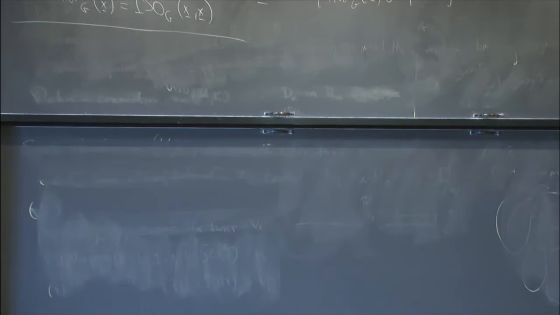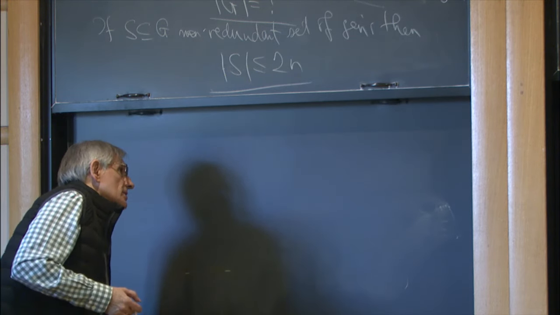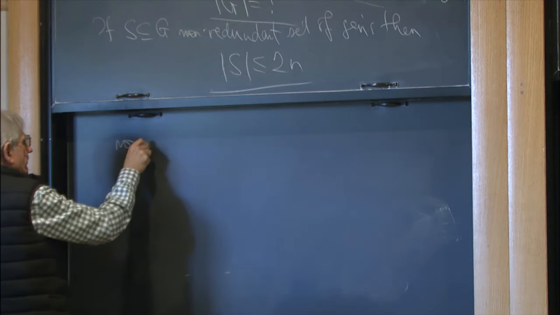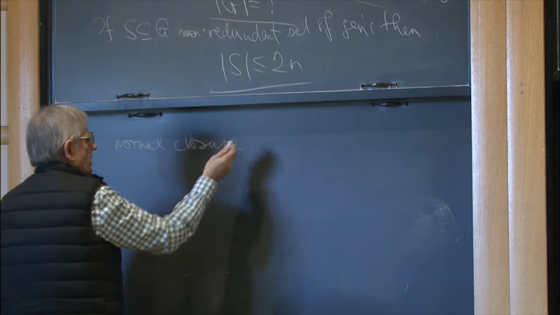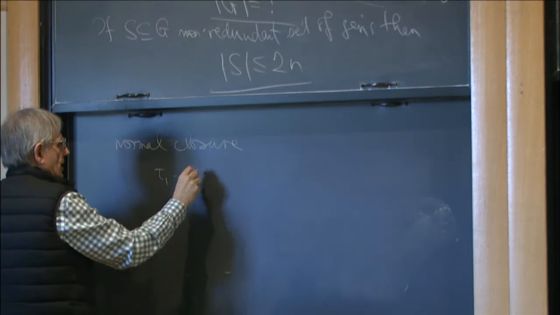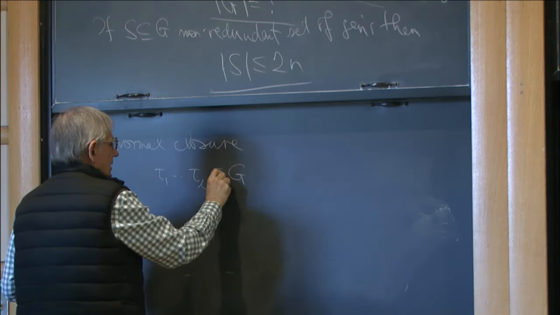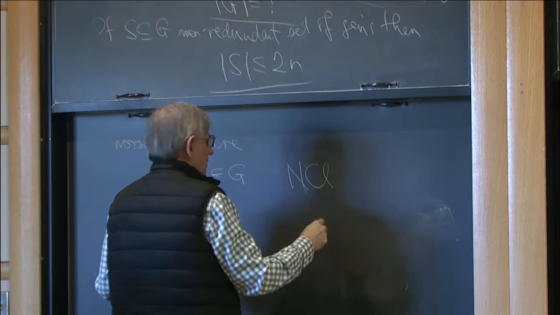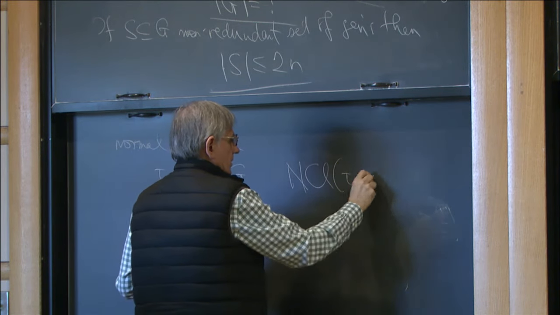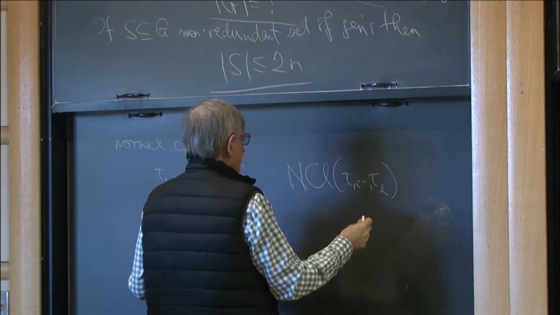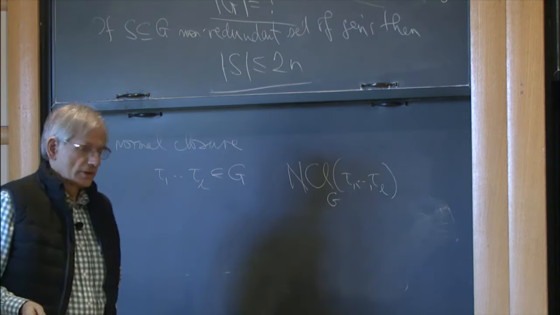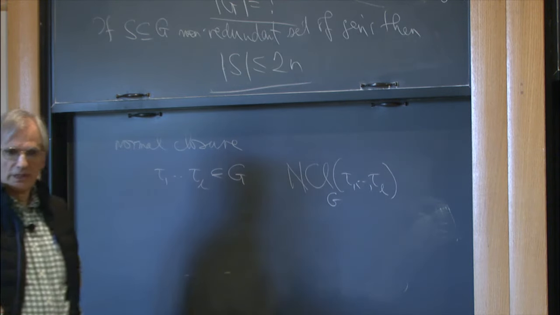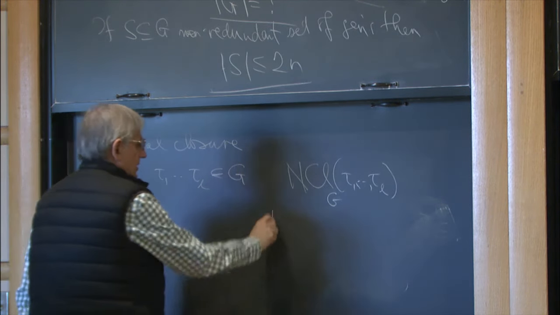And then there is one more thing that is also implicitly used many times. And this is the normal closure. If I have some elements tau 1, ..., tau sub l in G, then I am interested in the normal closure of the set tau 1, ..., tau l in G. This is the smallest normal subgroup that contains all these elements, and that's also polynomial time computable.